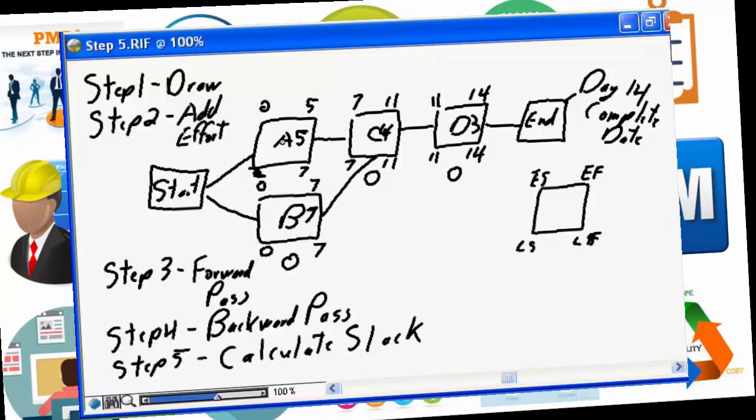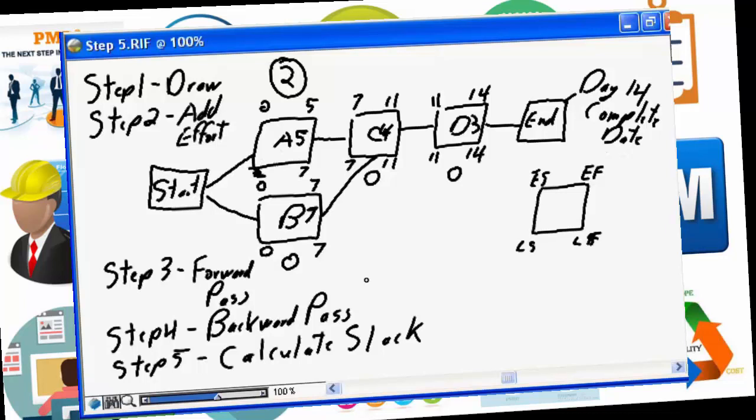But if we look at A, the difference from 7 to 5 is 2. Or the difference from 2 to 0, again, is 2. So this is telling us that task A, as I mentioned earlier in this diagramming process, has a slack of 2. A can start as late as 2 days into the project, and it's not going to impact the project's completion date. That's what the definition of slack is.